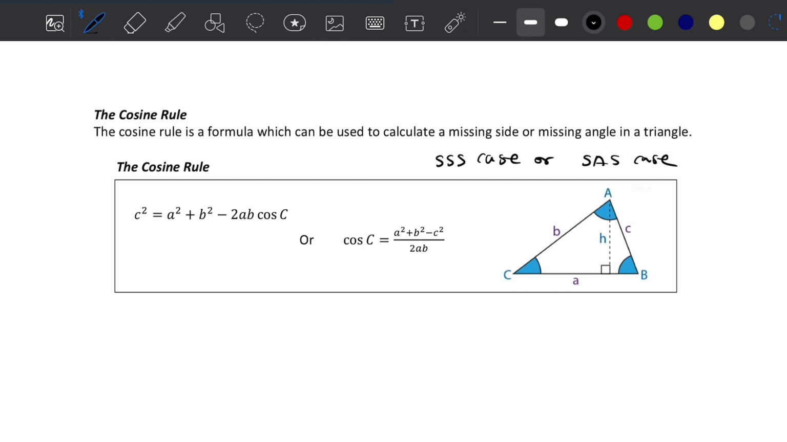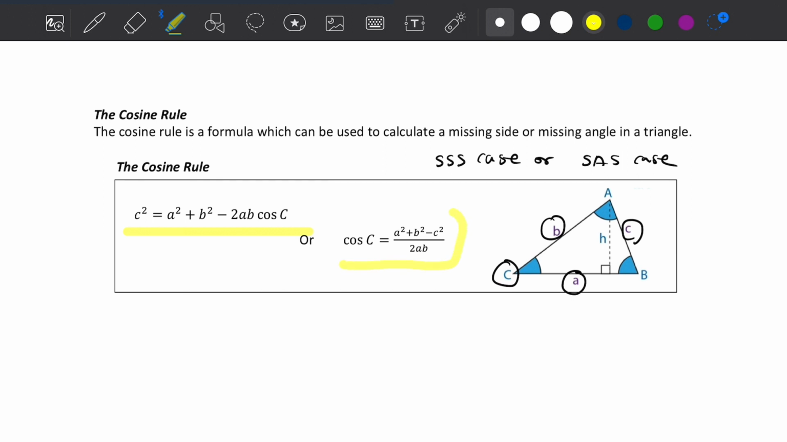For example, if you're trying to find the side C, and you know the sides A and B with the angle between them, you can use this formula to do it. Or it can be rewritten in this format. Both of these equations are the same thing, right? One is derived from the other. Also, depending on which sides and which angle you know, the formula changes.